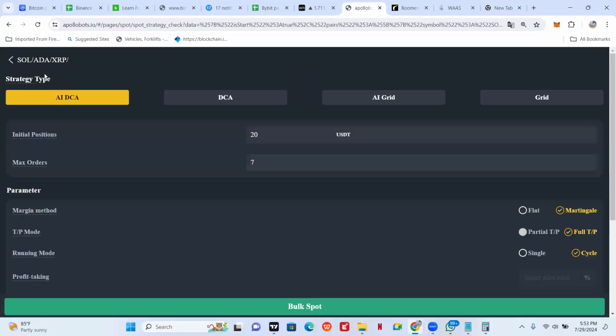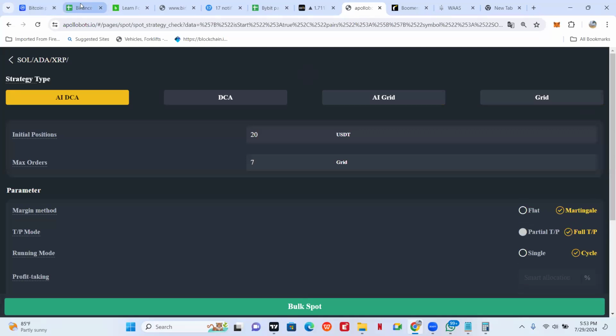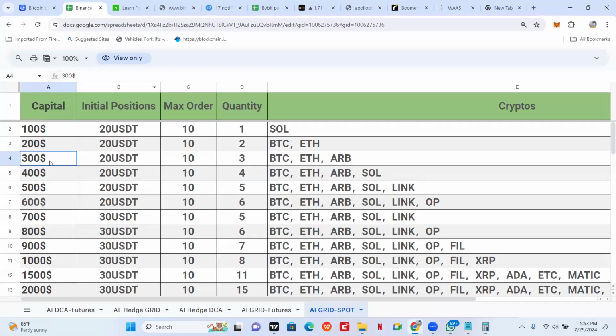Okay, you confirm, then you pick your parameters: AI DCA, AI grid, then grid. So now, according to your chart, you have $300 to trade BTC, Ethereum, and ARB. So those are 3 coins, and your initial position is 20. So this should mean you are trading on the grid, on the grid bot.